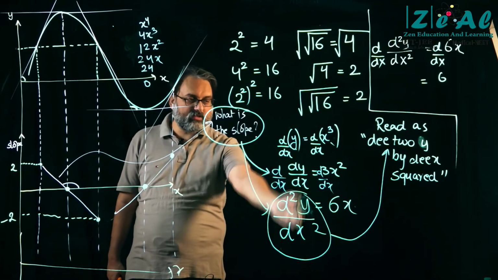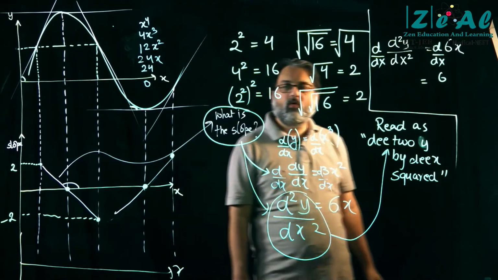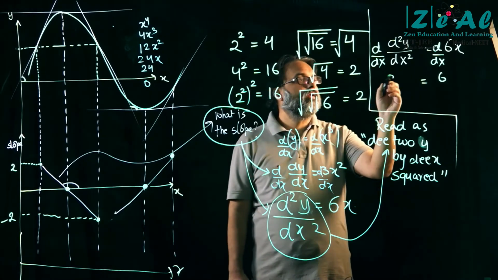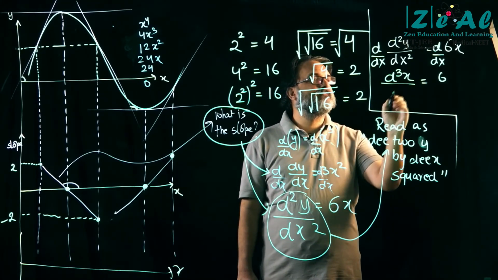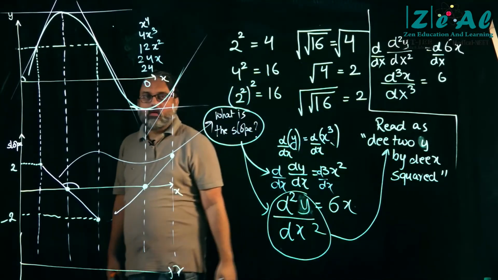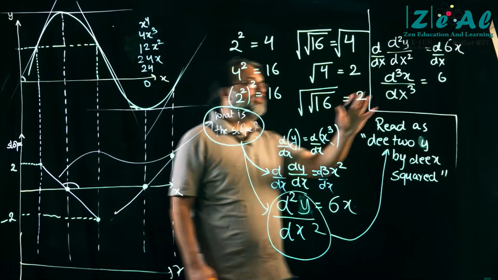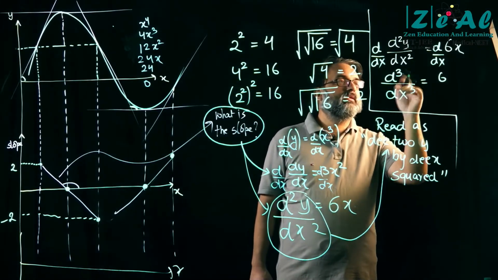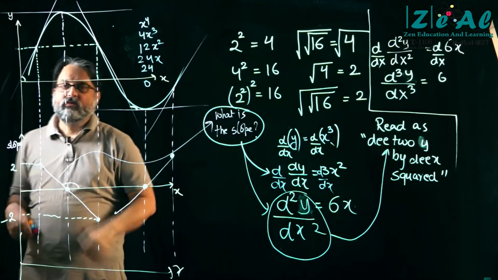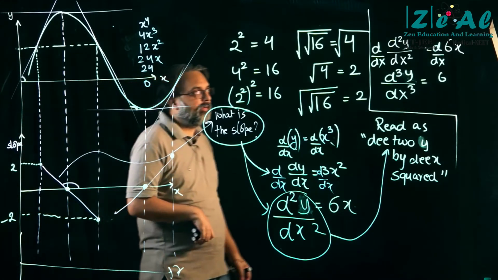The hint is here. जैसे जैसे ये काम किया वैसे ही वो काम करना. कैसे लिखेंगे? इसको लिखेंगे d3y by dx cubed. ऐसे लिखें. Sorry, dy. d3y by dx cubed. नीचे dx cubed आएगा.